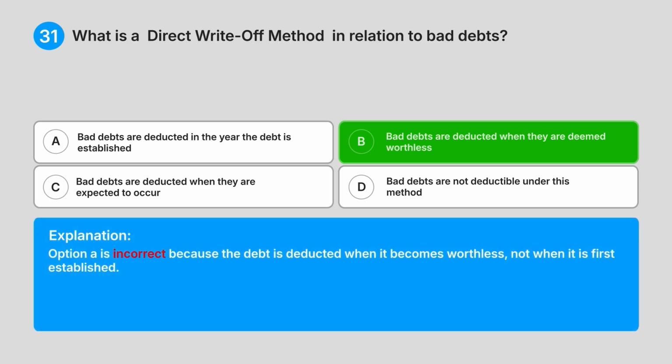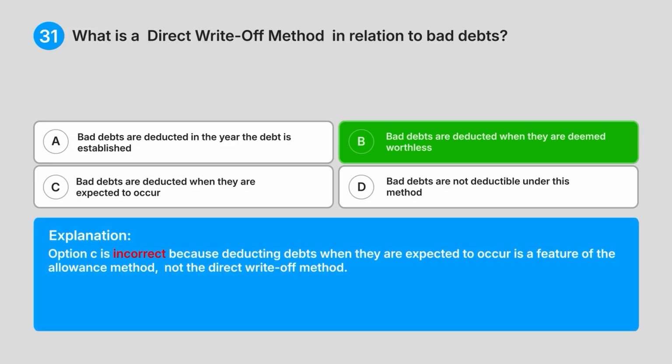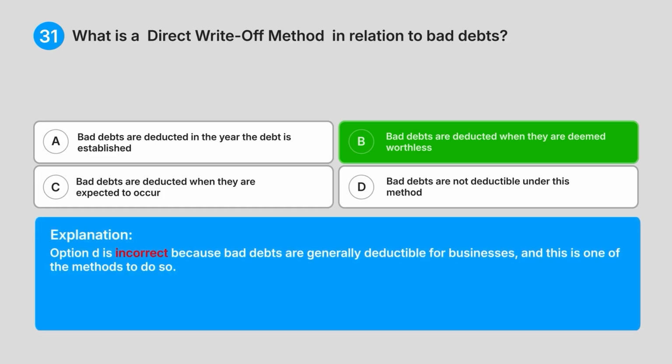Option A is incorrect because the debt is deducted when it becomes worthless, not when it is first established. Option C is incorrect because deducting debts when they are expected to occur is a feature of the allowance method, not the direct write-off method. Option D is incorrect because bad debts are generally deductible for businesses, and this is one of the methods to do so.